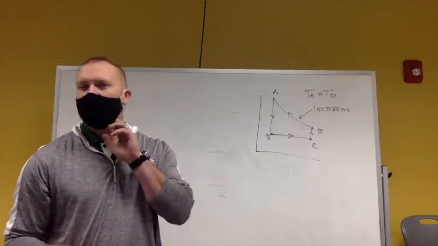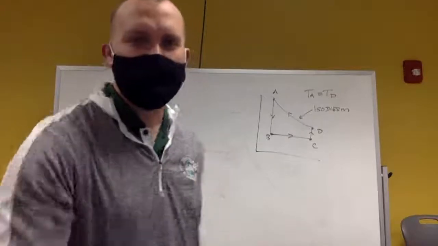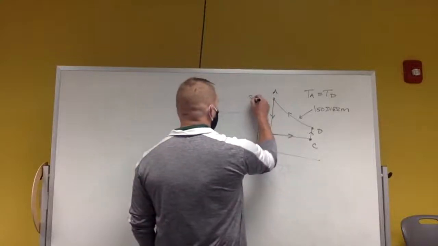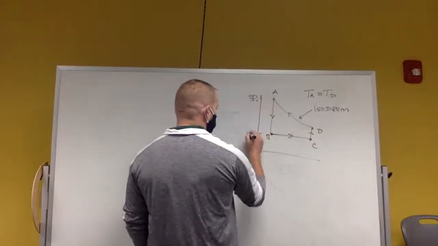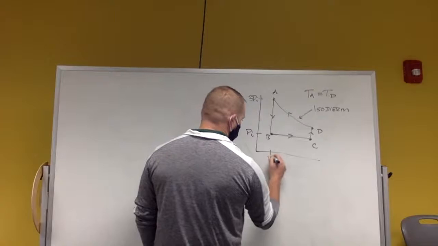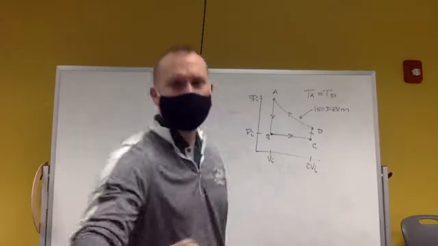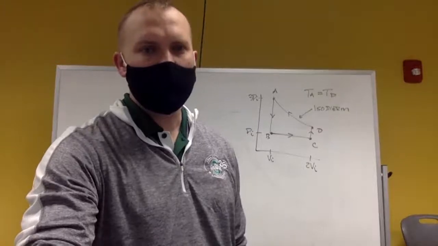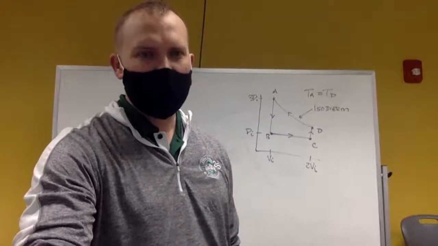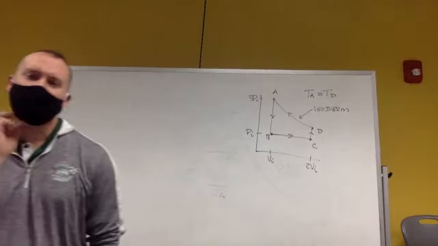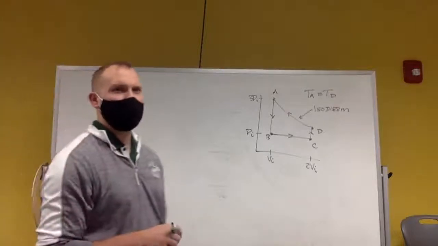All right, so what it's asking for in this, I'm just going to write this. This is 3Pi. This is Pi. This is Vi, and this is 2Vi. Okay. Find the pressure at D in terms of Pi. What are we thinking?